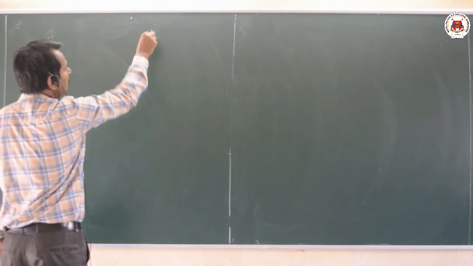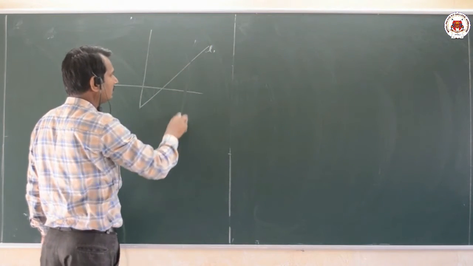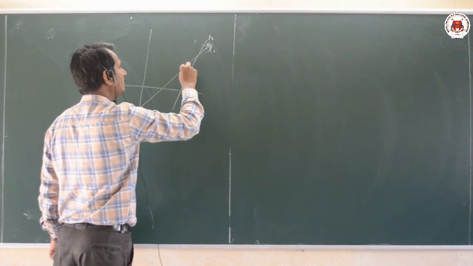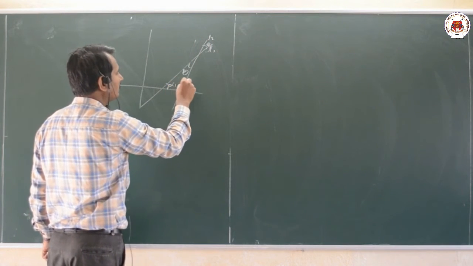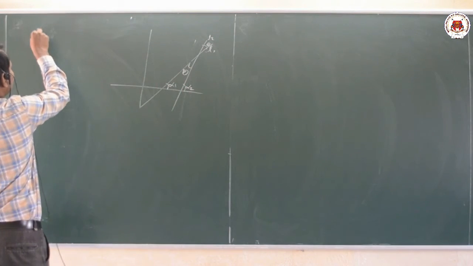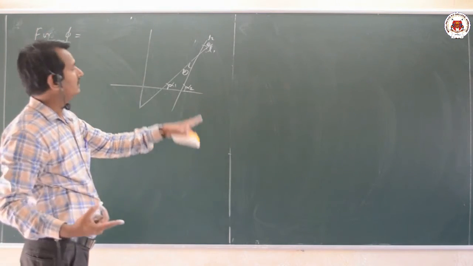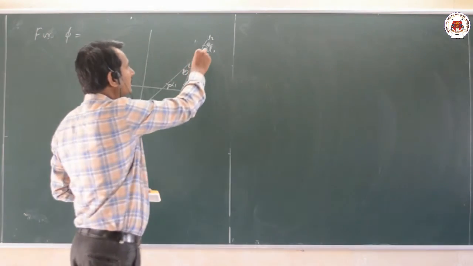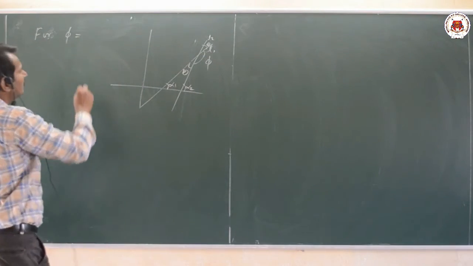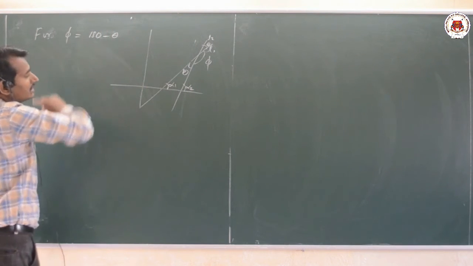Here we have already seen that if we have two lines, L1 and L2, with angle theta between them, we found the value of tan theta in terms of the slopes. Now we have found the acute angle theta. If we require the obtuse angle, that is phi, it is 180 minus theta.